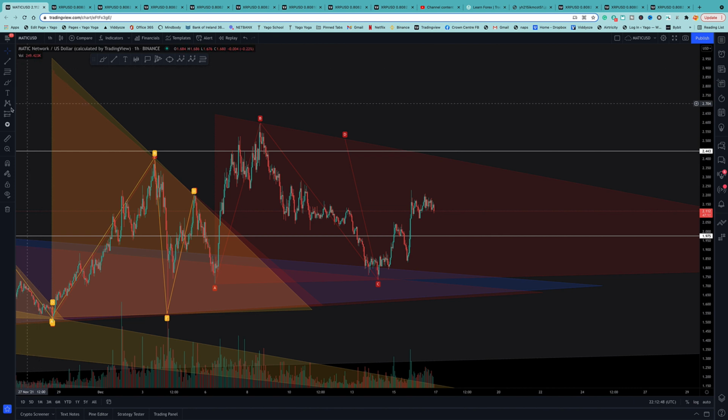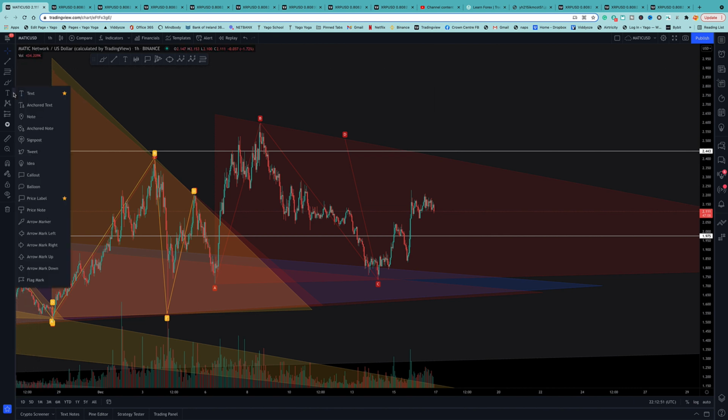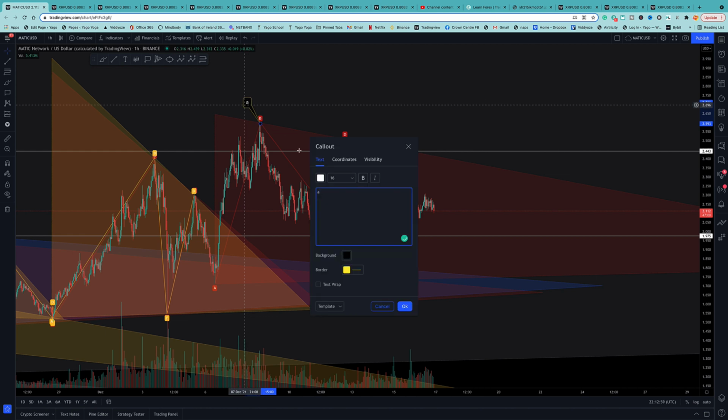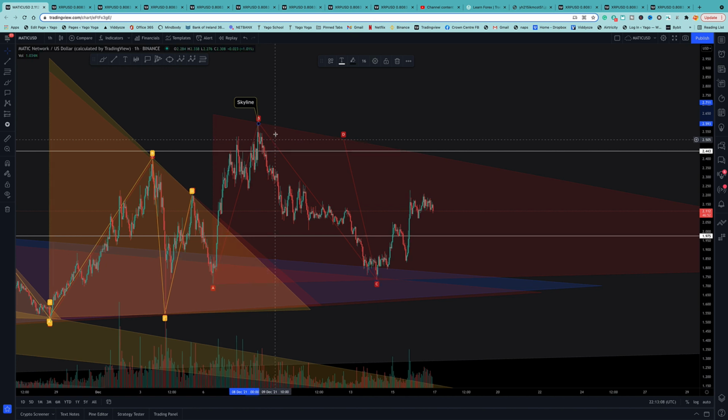So we'll pop in some tags just to help us map it out. So there's the skyline. We don't need to map them all. So look, there's one: resistance peak, mid-range high, and third spike. Now we can also map it out as a.